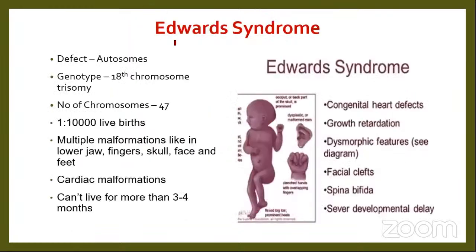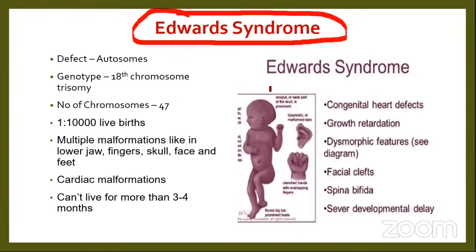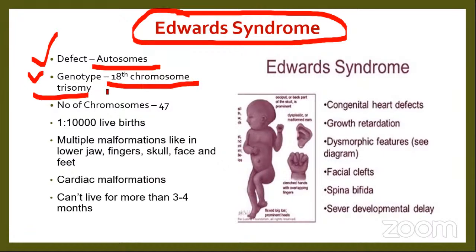Okay, let's discuss another disease called Edwards syndrome. Here the defect is in the autosomes. Just now the Down syndrome is also the same. In Down syndrome, the 21st chromosome has trisomy, but here in the genotype of Edwards syndrome, the 18th chromosome has trisomy. And in this condition also, the number of chromosomes is 47. It is a very rare disease. It usually happens in 1 in 10,000 live births.